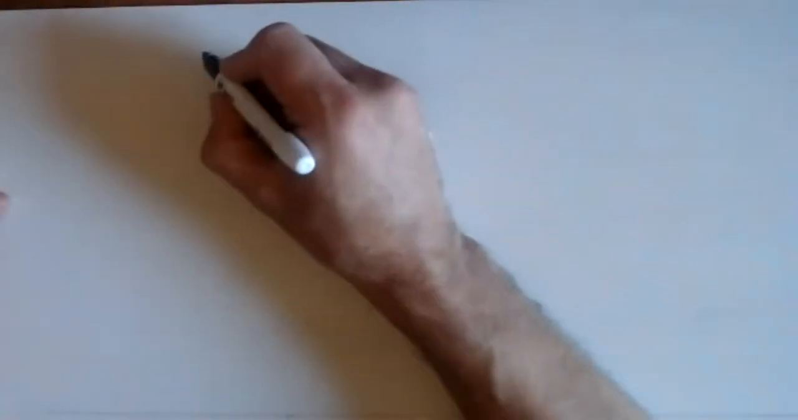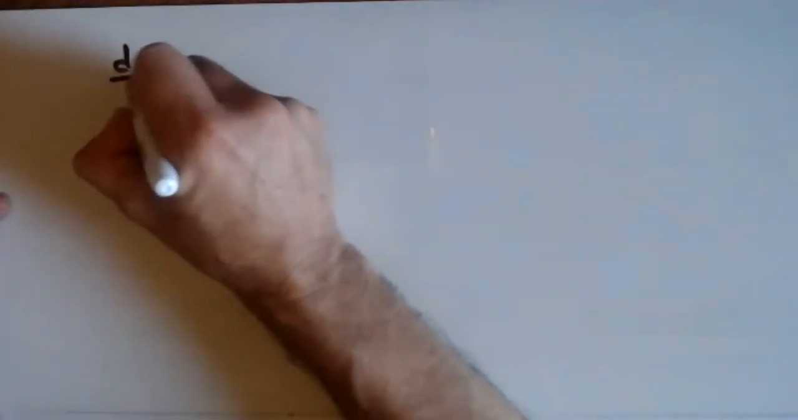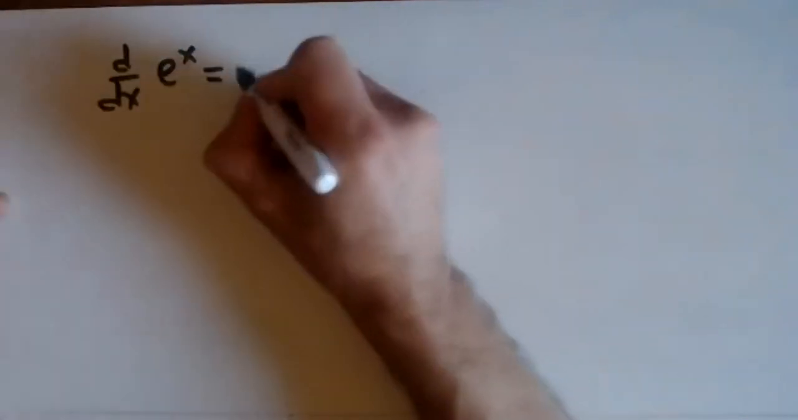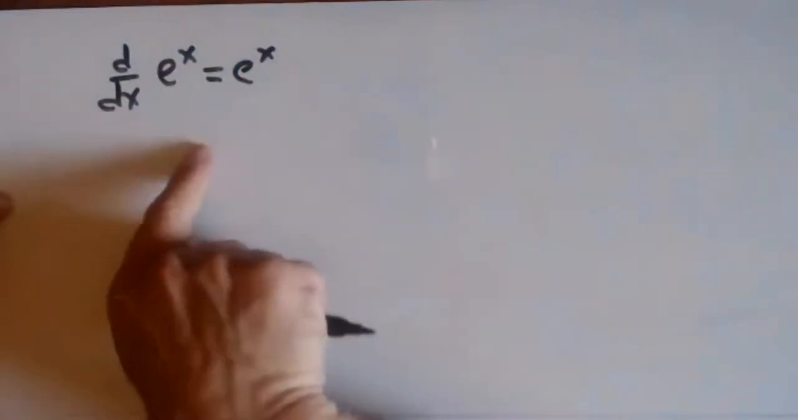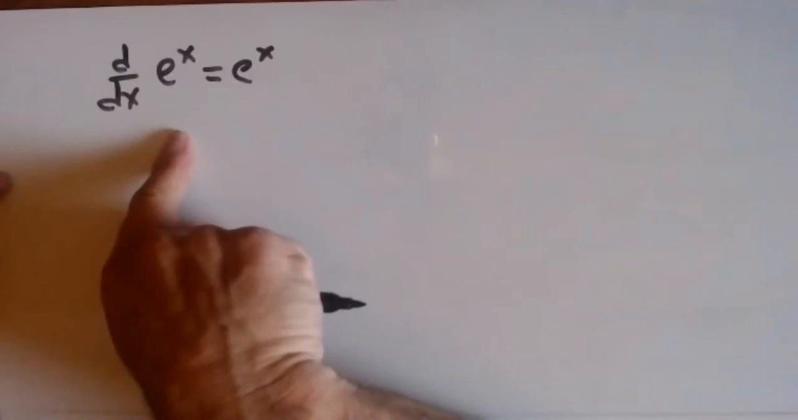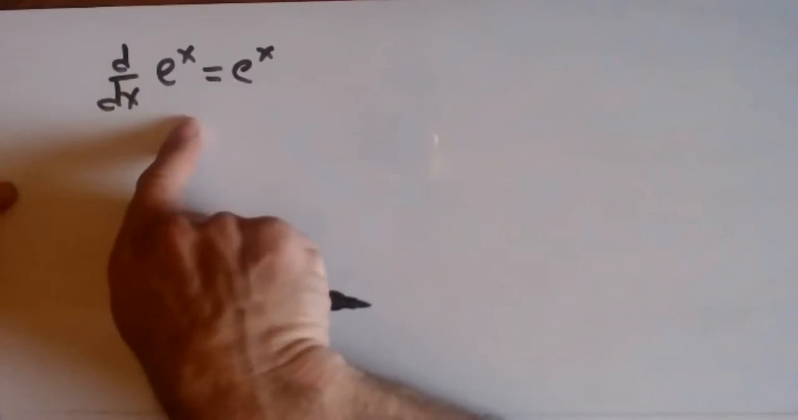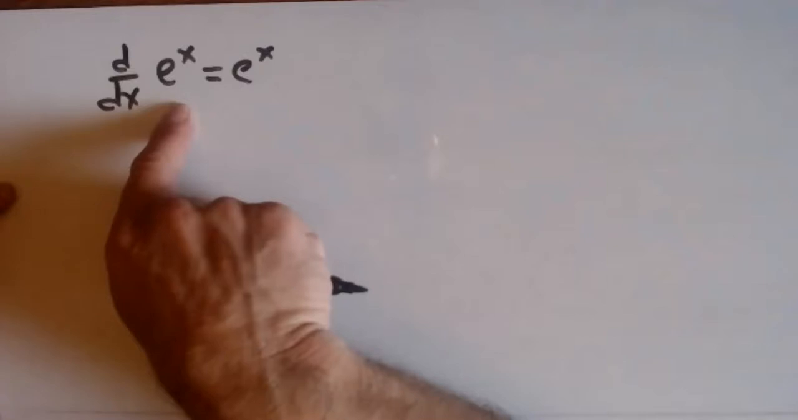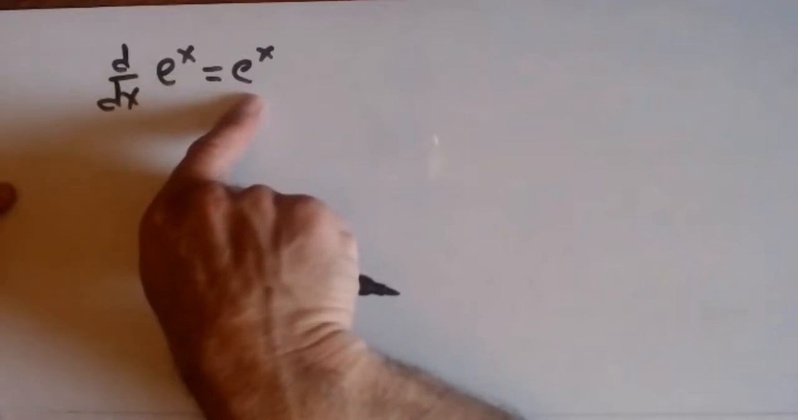Well, this is the point. The formula you were using to solve these problems was the derivative with respect to x of e to the x is e to the x. Possibly this is the easiest formula to remember. The derivative of the natural exponential is the same function again.